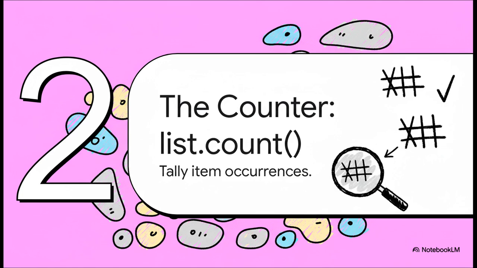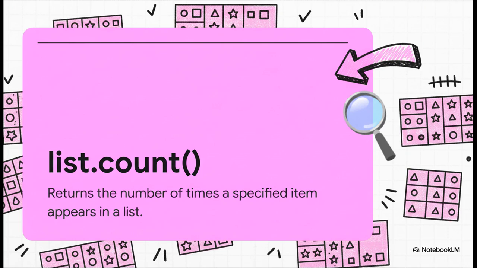Now for our second tool. While index is great for telling us where an item is, what if we just want to know how many of them there are? For that job, we grab the counter, the list.count method. Its job is exactly what it sounds like. You give it an item, and it just hands you back a number, the total count of how many times that thing shows up in your list. This is awesome for quickly analyzing how frequent your data is.